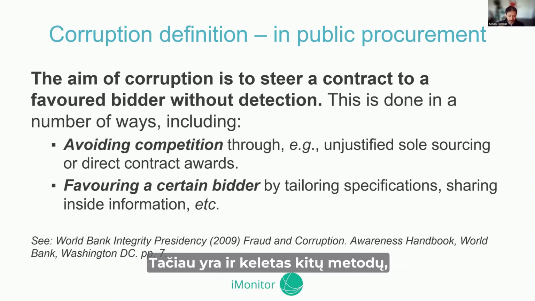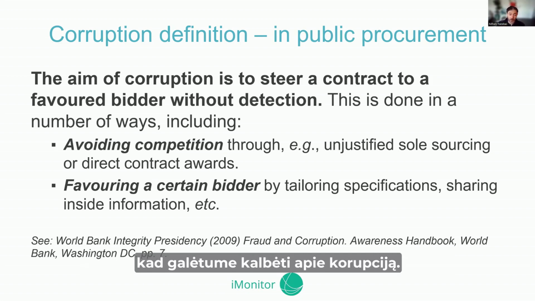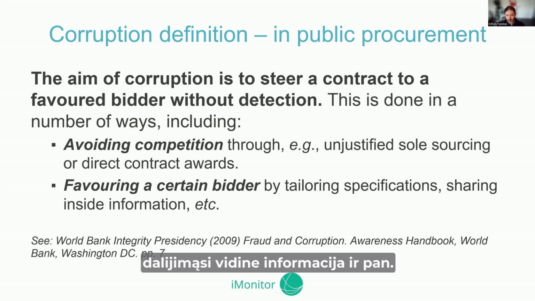But there are some other techniques which I will introduce in a second. Now, avoiding competition is necessary but not sufficient for us to talk about corruption. That's simply because competition can be limited for all sorts of non-corrupt reasons. So for us to talk about corruption, we also have to have a particular intent when favoritism is behind the limited competition. Okay, so unjustified sole sourcing happens exactly for the reasons of giving advantage of a connected bidder over the others, right? Favoring can happen also through tailoring specifications, sharing inside information, and so on and so forth.